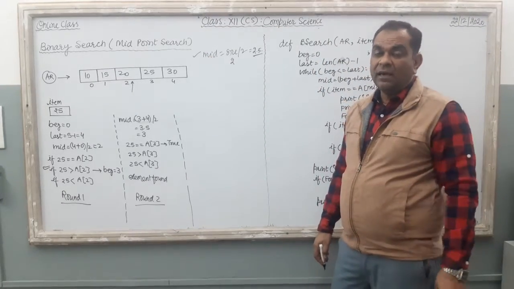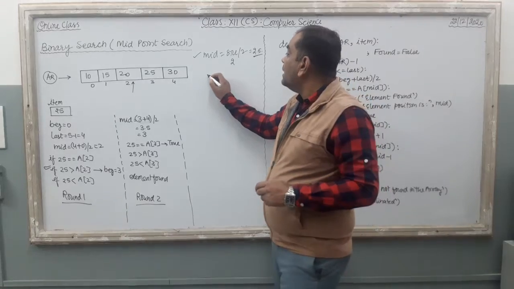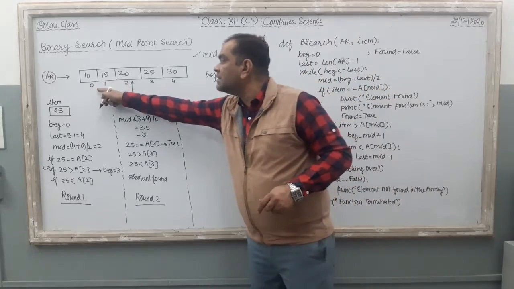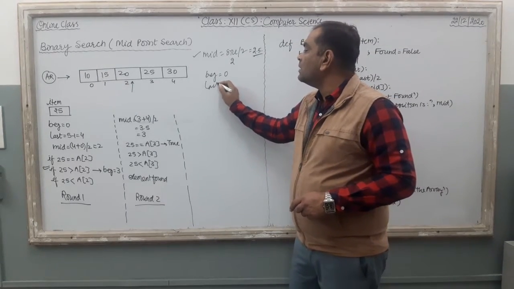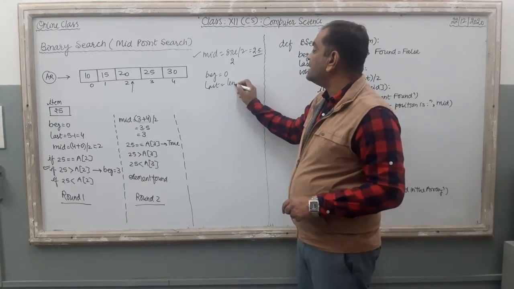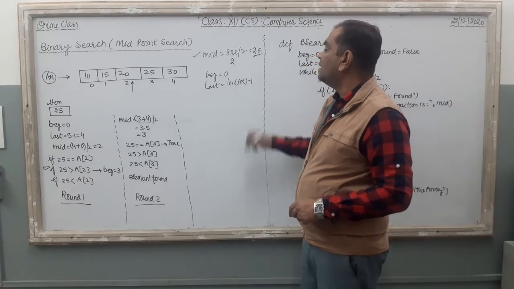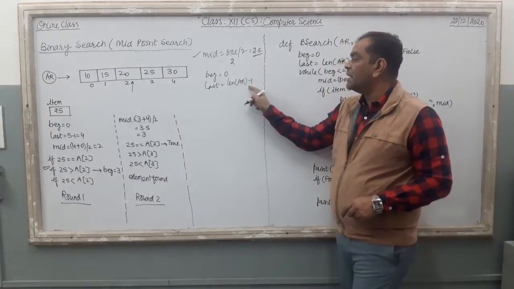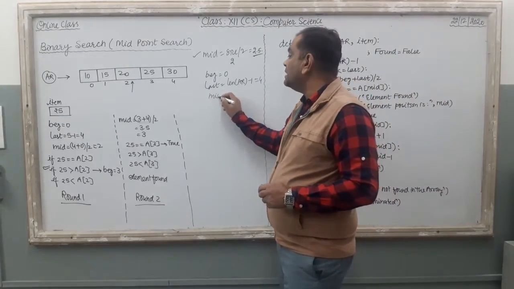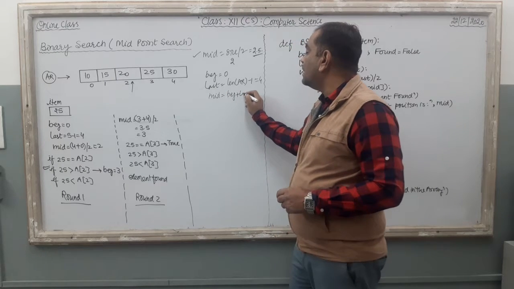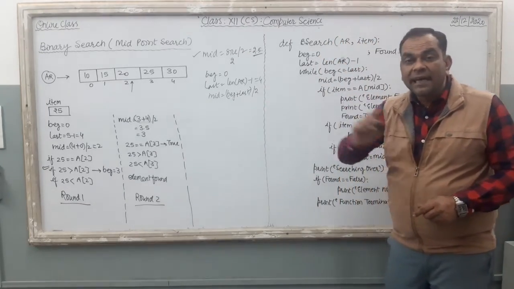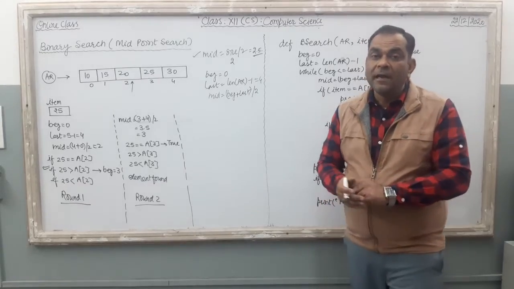Another formula is also there. If you know the beginning point of the array, what is the beginning position? Here it is the 0th position, so begin is 0. If you know the last position of the array, how do we find it? Last position is length of the array minus 1. The length of the array is 5, minus 1, so the last position is 4. Now to find the middle point, our formula is mid equal to (begin plus last) by 2. These two different formulas are there to find the approximate middle point of the array.